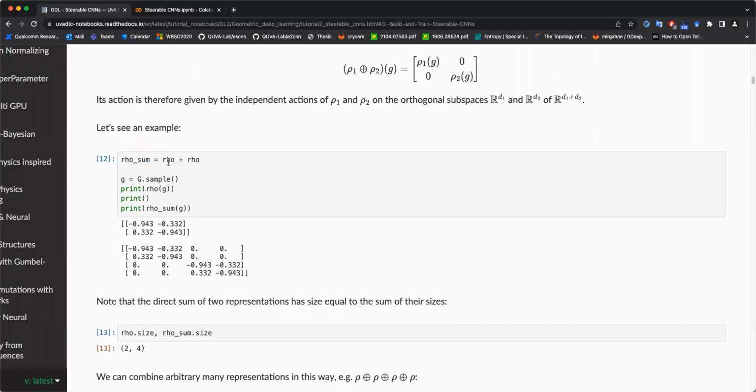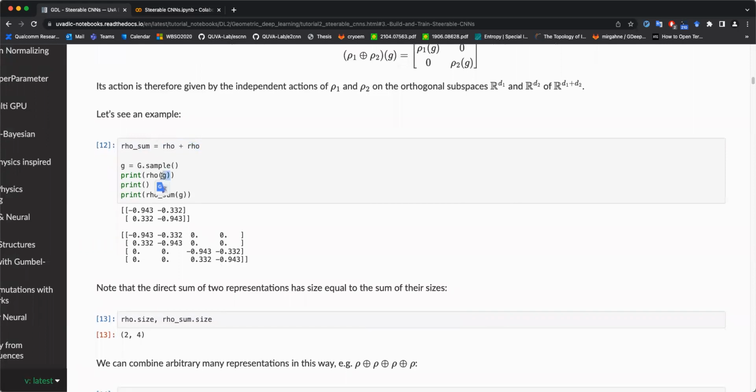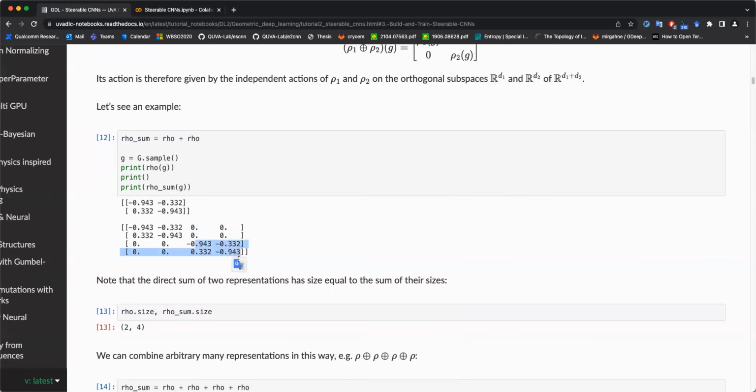So for example, we can take the standard representation we saw before. We take the direct sum with itself, that generates two copies of it. And we see that when you evaluate it on a random group element, it just basically pastes the same representation twice here. Yeah, makes sense?